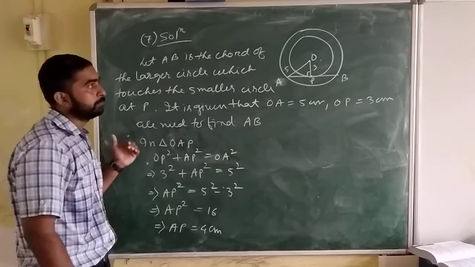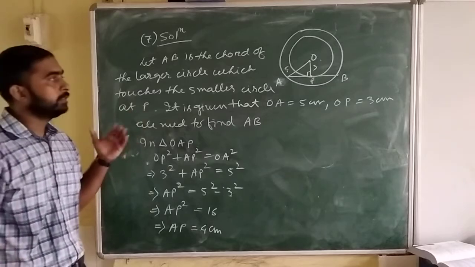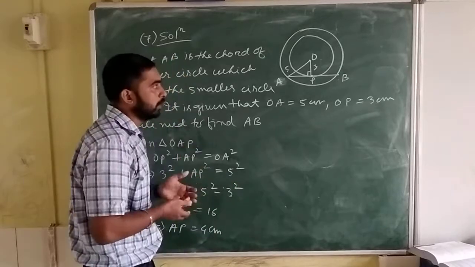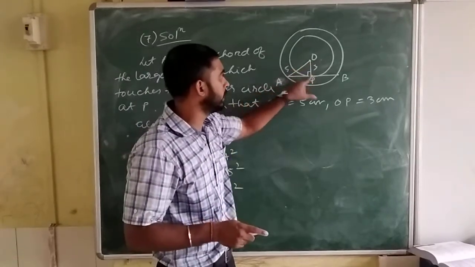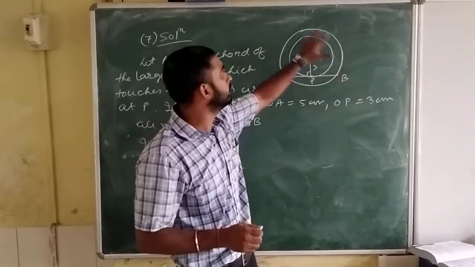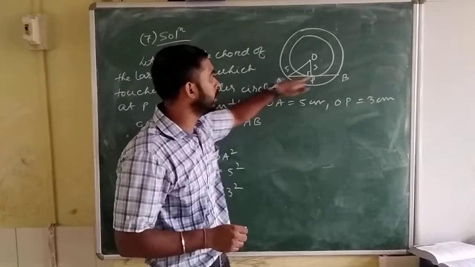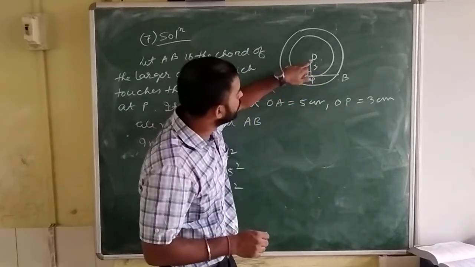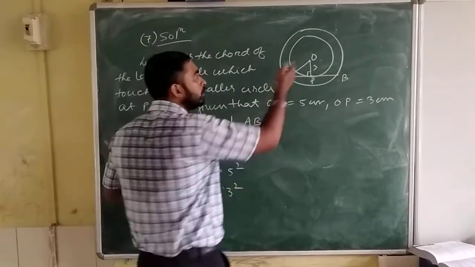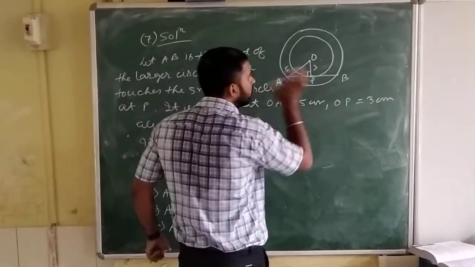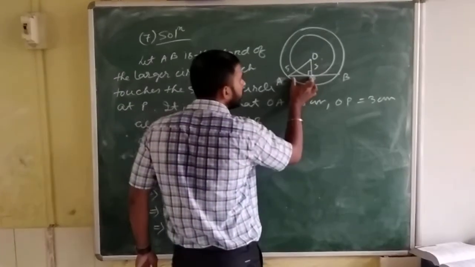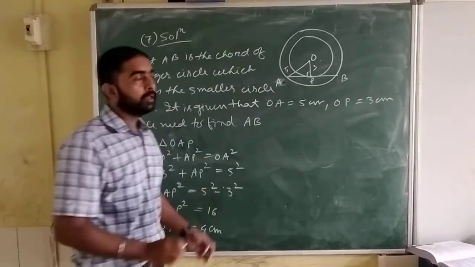Now there is another theorem we learned in class 9: the perpendicular drawn from the center to a chord bisects the chord. Suppose there is one circle and the chord AB, and OP is perpendicular to AB. If we draw the perpendicular from the center to the chord, it bisects the chord, which means the length of AP and the length of PB are both equal.